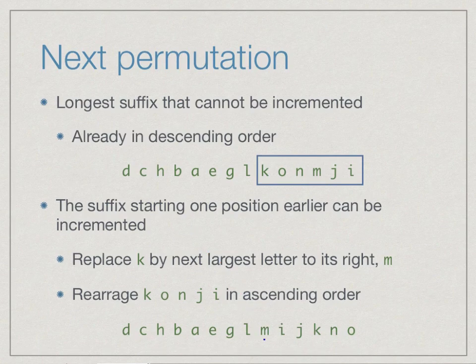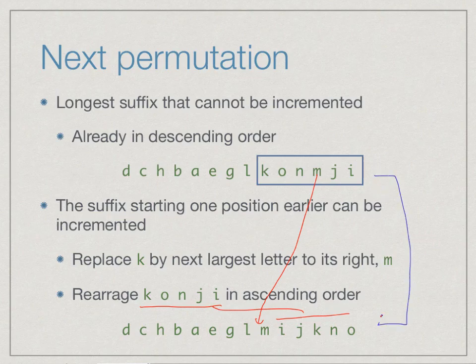So this gives me this permutation. So I have now moved this M here, and now I have taken these letters and rearranged them in ascending order to get I, J, K, N, O. So therefore, this means that for this permutation, the next permutation is this one.